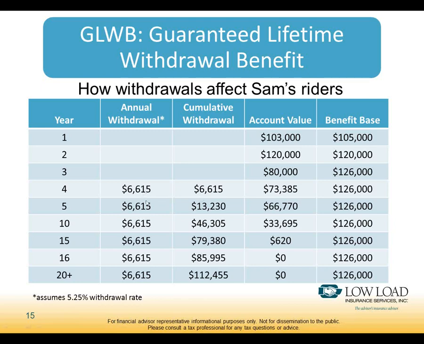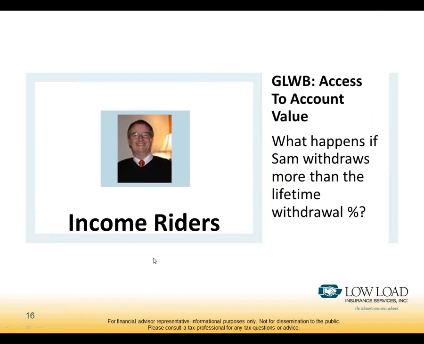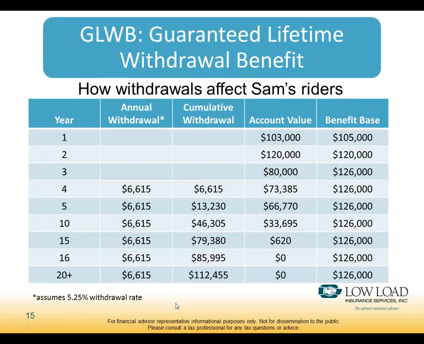So Sam withdraws the $6,615, and we get down here to year 15. He's left with $620. Oops, sorry about that. And we get to year 16. He's withdrawn all of his account value, but he continues to receive the income. And in fact, he'll continue to receive the $6,615 for as long as he is alive.